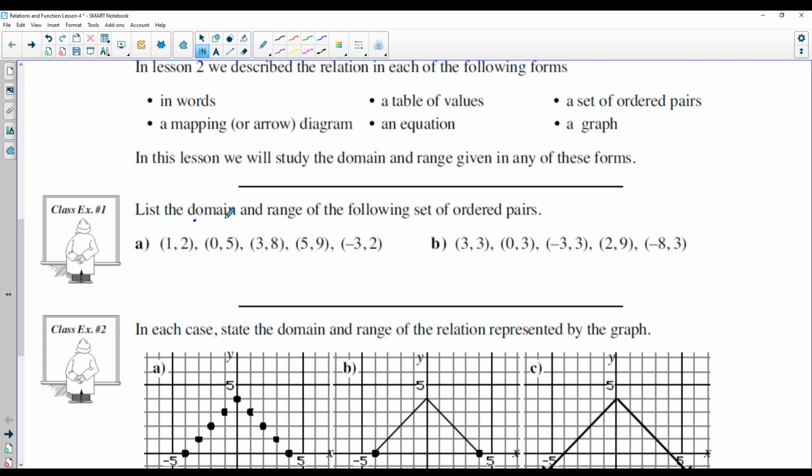Okay, so it says list the domain and range for the following sets of ordered pairs. Now, what I said is the domain represents all possible x values for whatever relationship you're looking at. So if I look at these ordered pairs, these values 1, 0, 3, 5, -3, those are all of my possible input or my x values. So the way I would write down what the domain would be is, first of all, I'll write down capital D for domain. And then I'm going to write down these funky brackets.